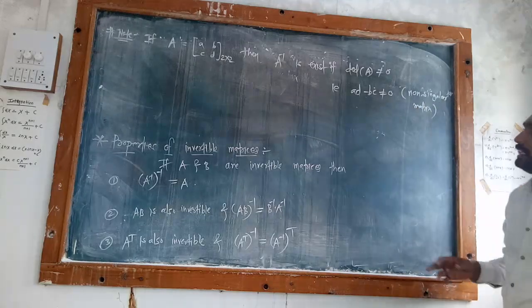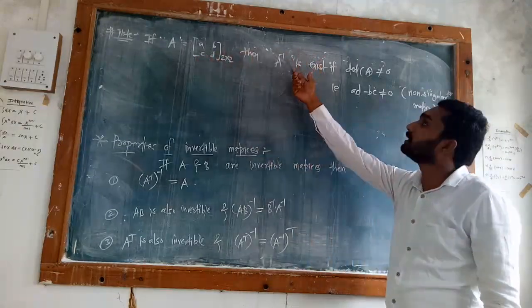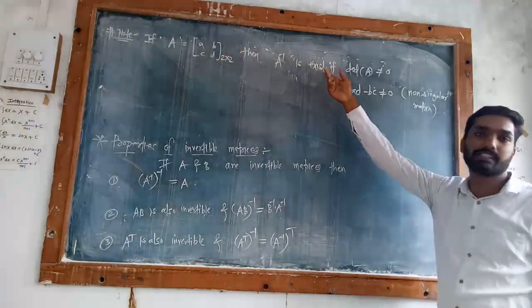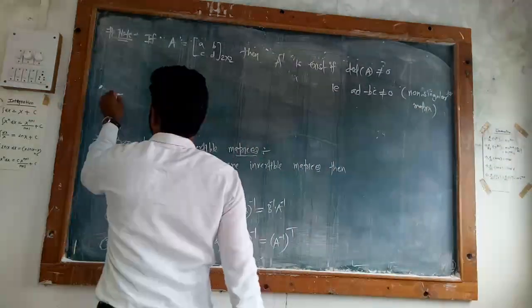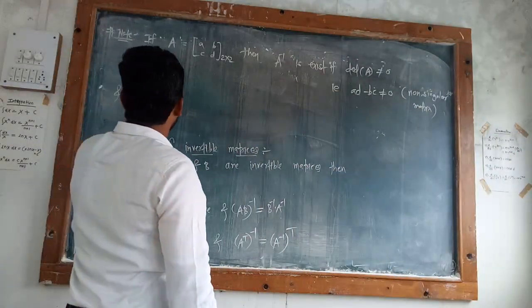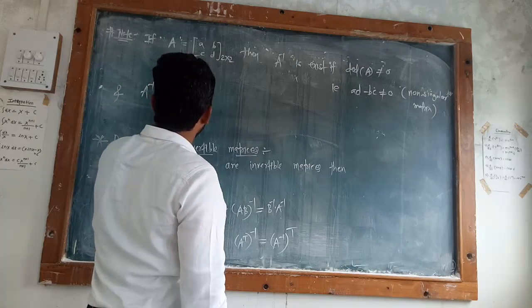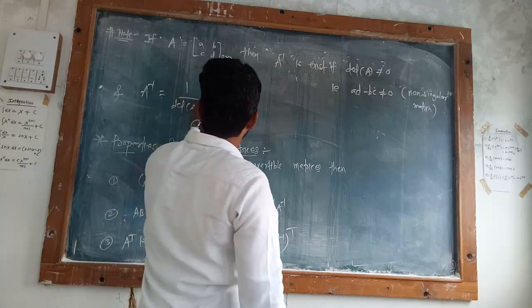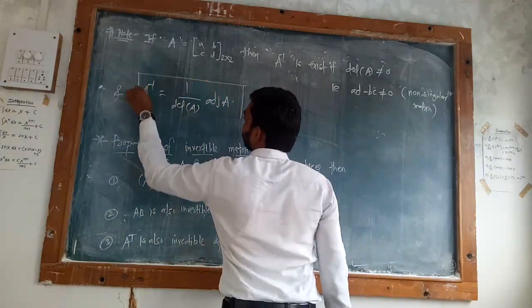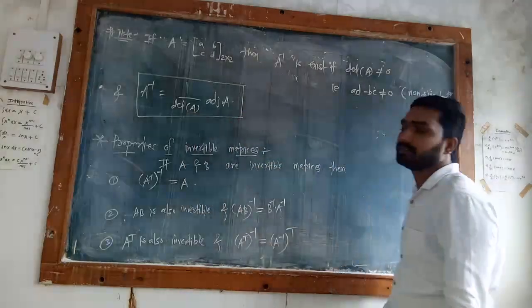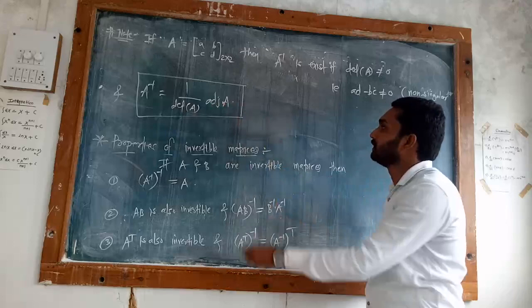If A is a 2 by 2 matrix [a b; c d] and its inverse exists, the determinant is non-zero. What is the A inverse formula? A inverse becomes 1 upon determinant of A into adjoint of A.